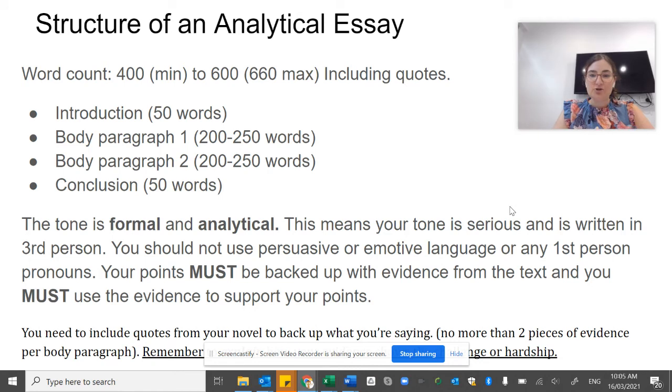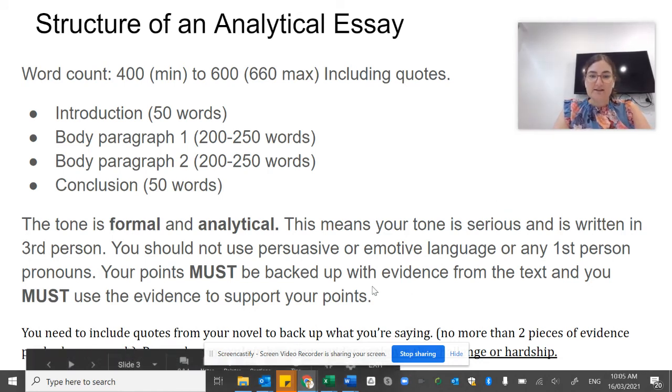Now, you need 2 pieces of evidence per body paragraph. Okay, so you need to make sure that you are selecting the strongest evidence that you possibly can.